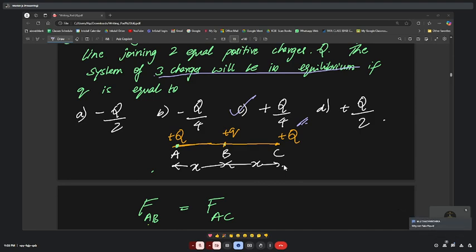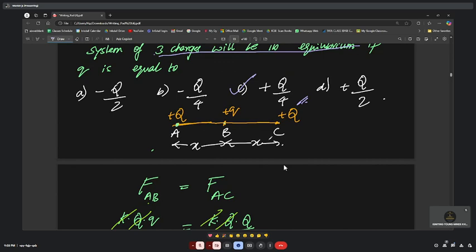Somebody is telling something. Why not FAB plus FBC is equal to 0? Net force on Q is not equal to 0. FAB plus FBC. So when you're going to look at the force, see, I'll tell you that. You go down and then you try to understand. See here.